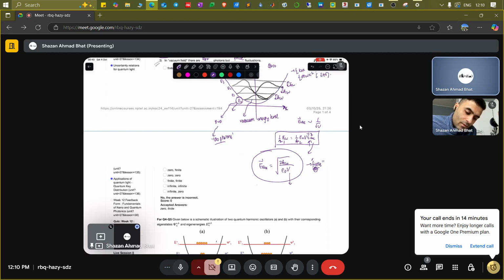If your volume goes to infinity, your E vacuum goes to 0. But obviously you don't have an infinite volume system.